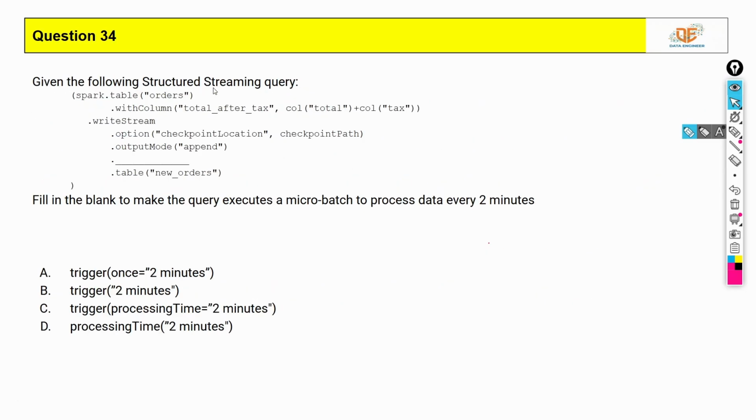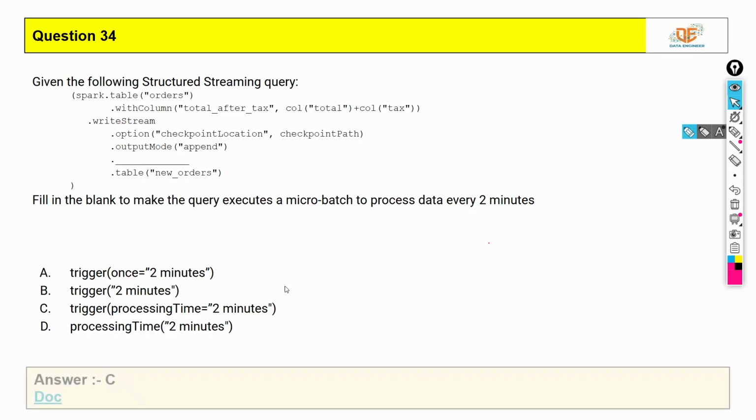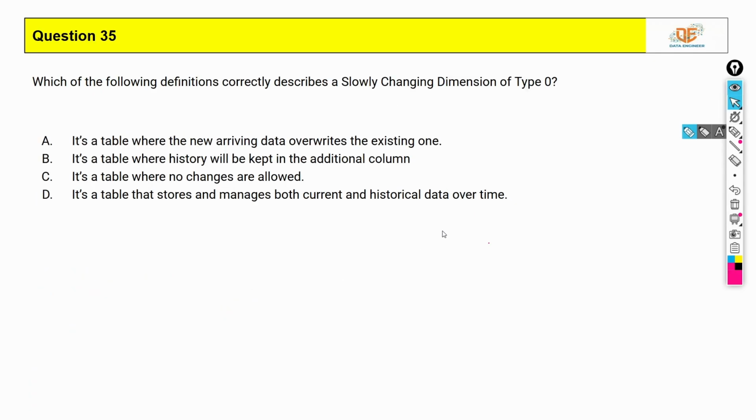Given the following structured streaming query, we have this part table with the column, writeStream, this thing. Please fill in the way to execute the query in micro-batches, processing data every 2 minutes. To process the batches every 2 minutes, we have to use a trigger with processing time equal to 2 minutes. So it is going to be option C.